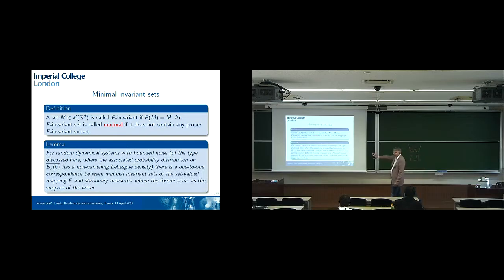Of course, this set-valued approach doesn't give any information about the underlying dynamics. It just gives information about stationary measures. So if I find a minimal invariant set, I know there will be a stationary measure on it. And if invariant sets disappear, then stationary measures disappear. And then the associated dynamical features with it will also change.